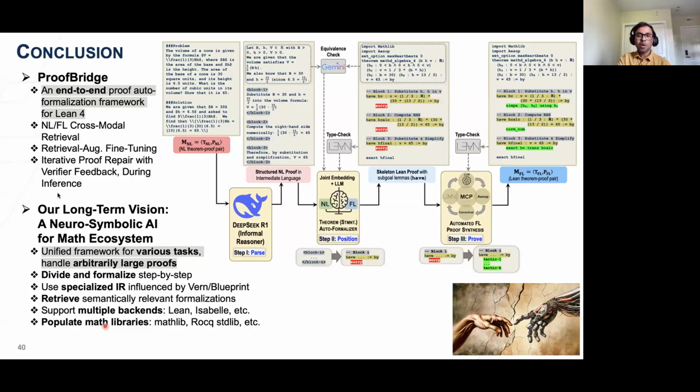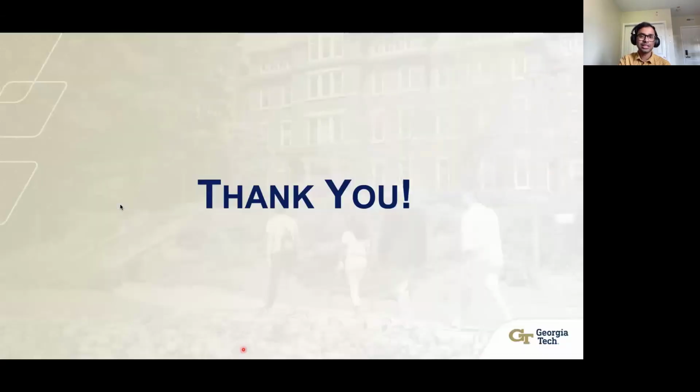And the ultimate goal is to populate all the formal libraries such as MathLib, the Archive of Formal Proofs, etc., for making formal mathematics more accessible and scalable. And in short, we want to retrieve smartly, formalize step by step, and repair iteratively towards a fully automated math reasoning ecosystem. So that was all. Thank you so much.